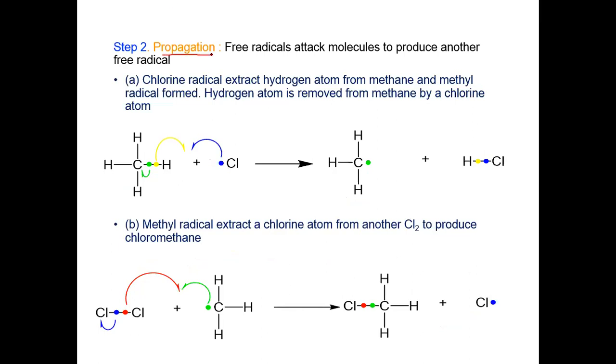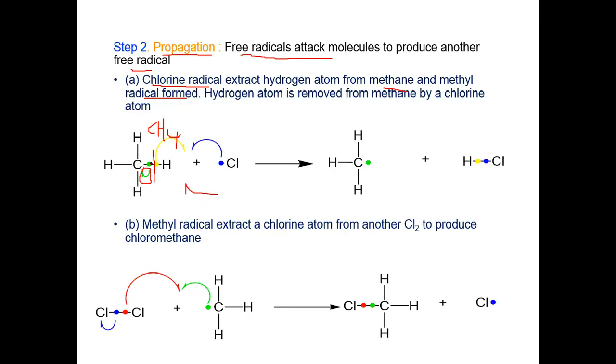Okay, step 2, propagation. Free radicals attack molecules to produce another free radical. For example, a chlorine radical extracts hydrogen from methane and a methyl radical forms. So this is CH4, methane. It had shared electrons between carbon and hydrogen. So the radical goes and takes one hydrogen here, and the green electron will still be with the carbon, and the yellow one the hydrogen will take. Okay, look at this arrow. It is a half-headed arrow.